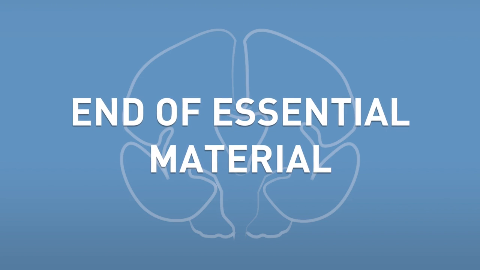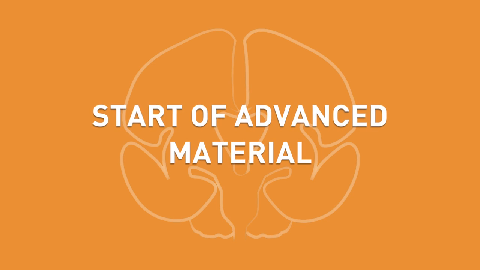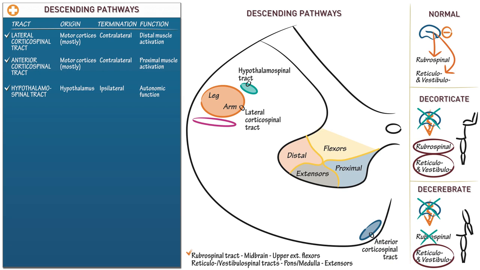This ends our essential material. Now label the rubrospinal tract near to the lateral corticospinal tract. Indicate that it originates from the red nucleus in the midbrain, crosses in the ventral tegmental area of the brainstem, and innervates the upper cervical spinal cord to produce arm flexion.